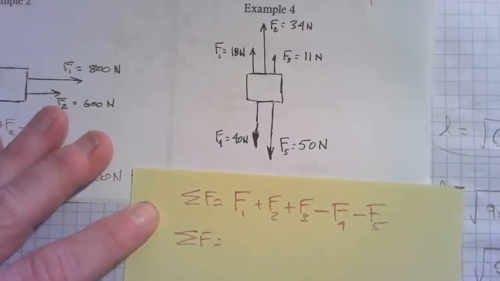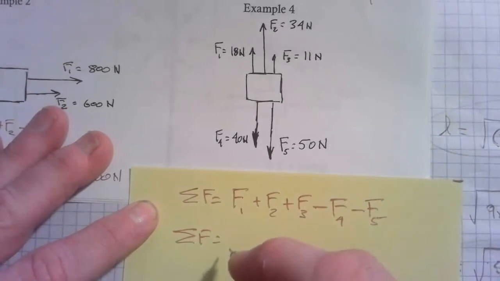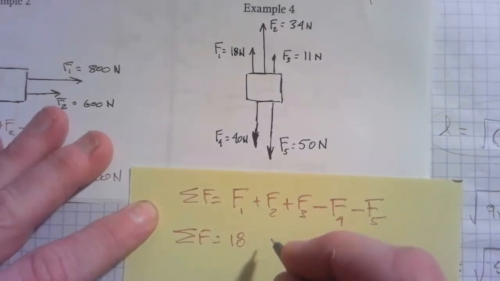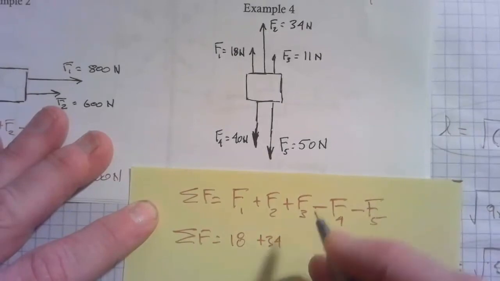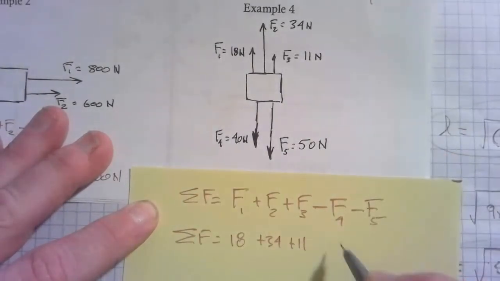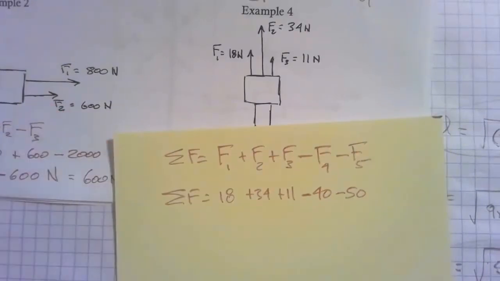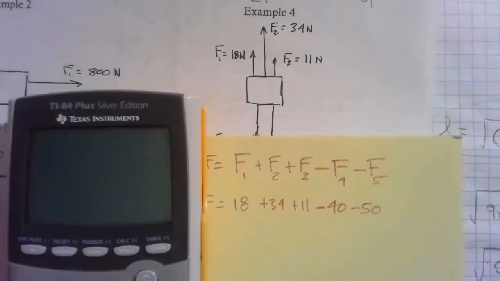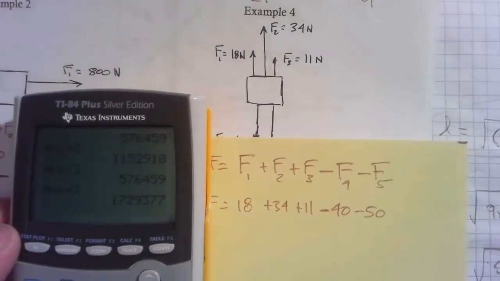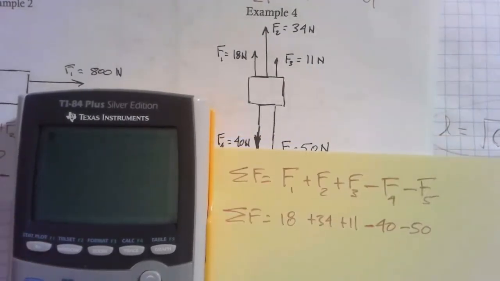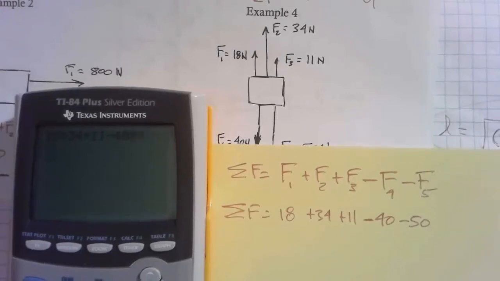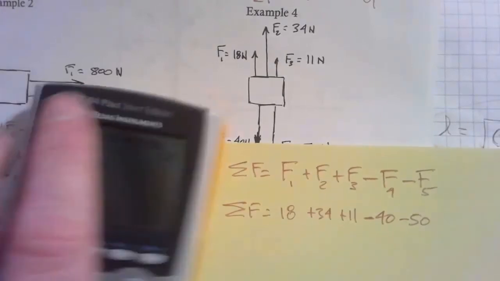Net force equals, let's see, F1 is 18 newtons, F2 is 34, F3 is 11, F4 is 40, so minus 40, and then minus 50. It's getting late. I'm not above using a calculator, so let's see. 18 plus 34 plus 11 minus 40 minus 50. It's negative 27.